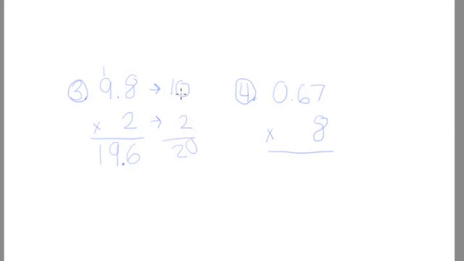So now let's do it together. So 7 times 8 is 56. I'll put my 6 here. Carry my 5. 6 times 8 is 48. Plus 5, 53. Carry my 5. 8 times 0 is 0. Plus 5 is 5.